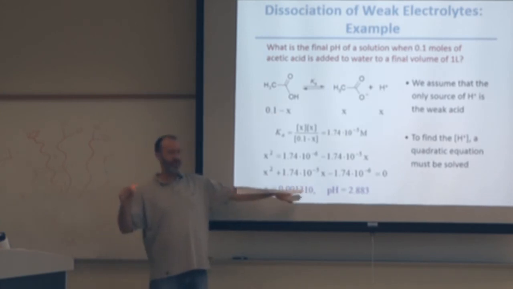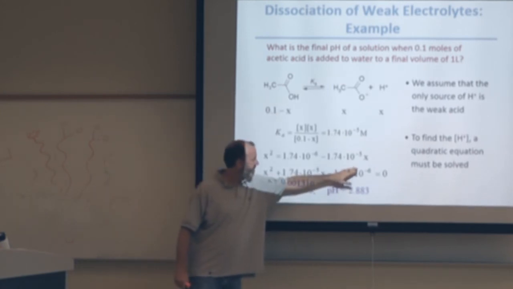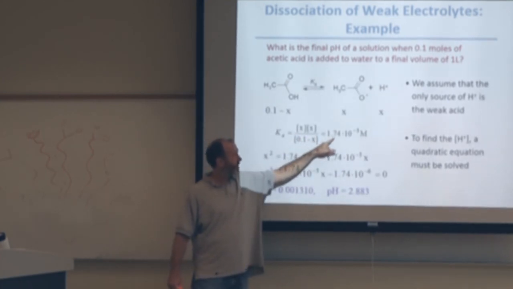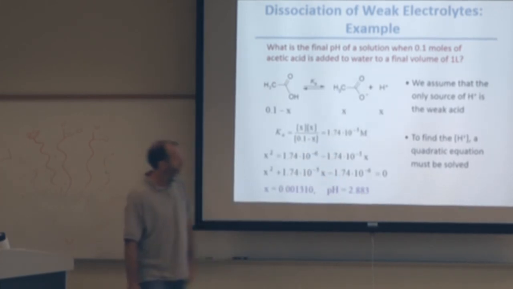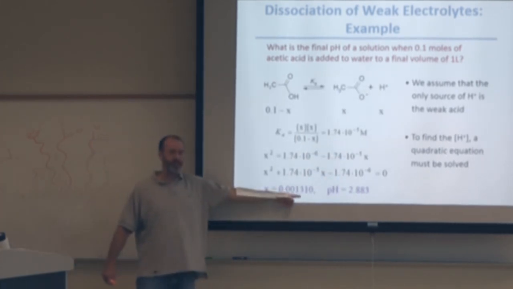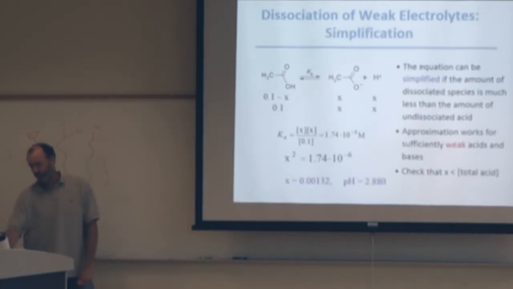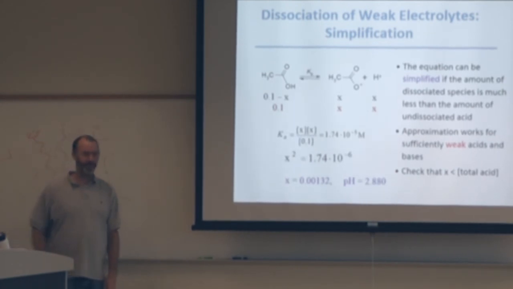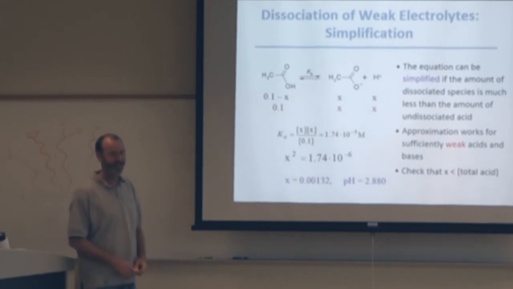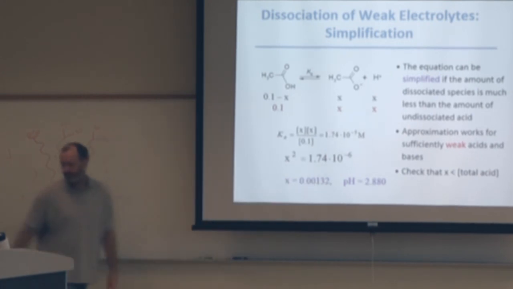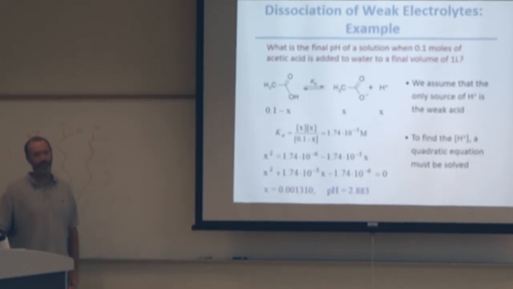So in reality, you guys can ignore this x here. So you just have x squared equals 1.74 times 10 to the minus 5. You take the square root of that, it's going to be pretty close to this, close enough to where you'll get a pH that's really close also, which is the simplified form, right? I didn't even have to go through that, I could have just switched the slides. So the simplified form is 0.00132 versus what we got before, 0.00131. So it's a tiny difference.